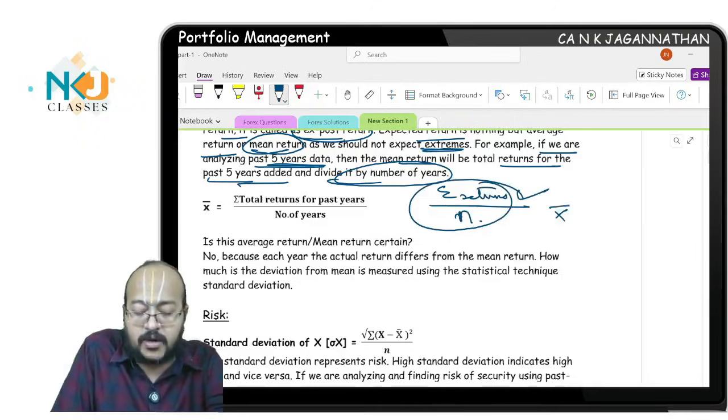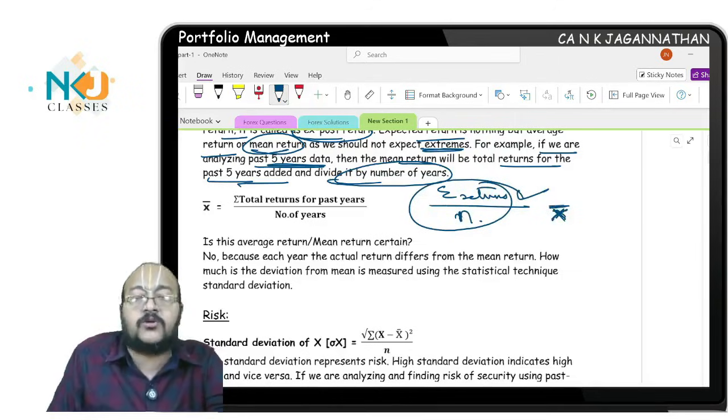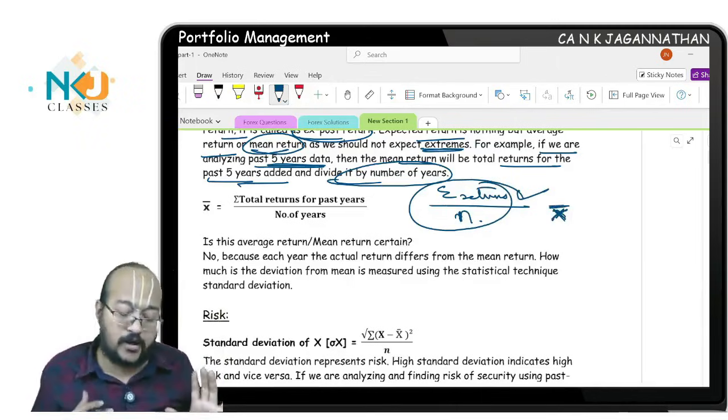This will give you x bar. I call it x bar, nothing but mean. Mean is represented as x bar. Are you understanding? This is it.